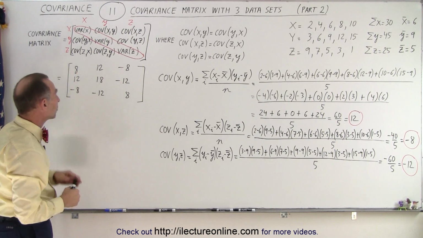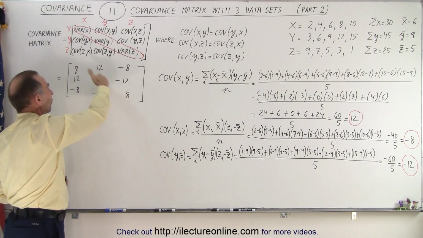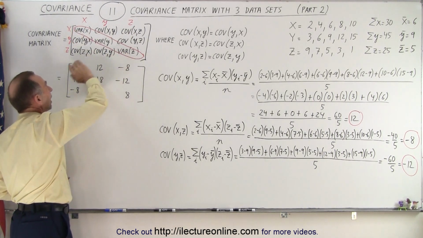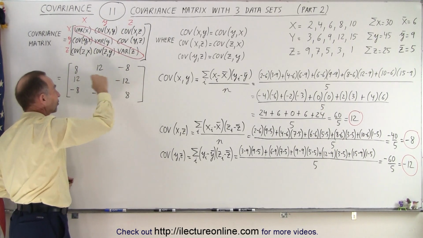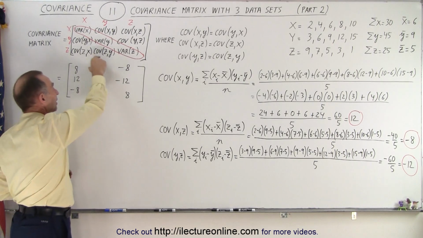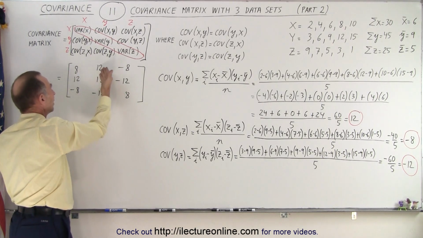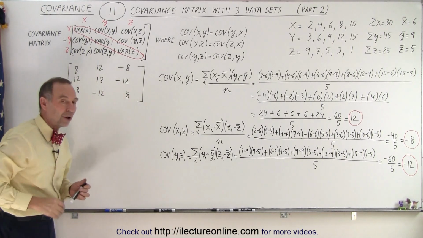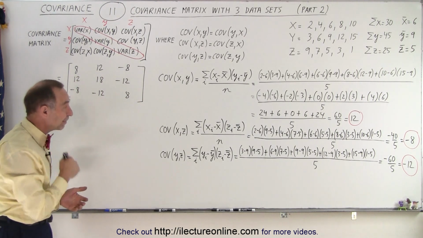It's a 3 by 3 matrix. The diagonals represent the variances of the three data sets, and then the off-diagonal elements, there are 6 of those, they represent the covariances. But notice that these three are the same as these three. It's just kind of like a mirror image across the diagonal, and that is how it's done.